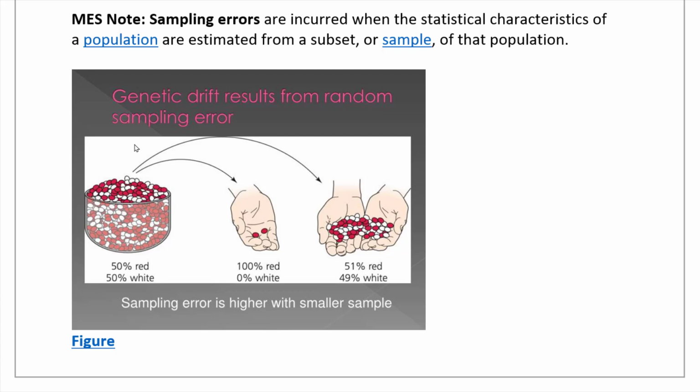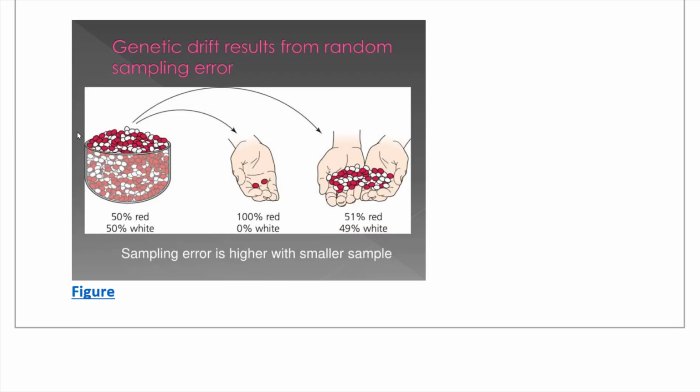So here's an illustration of that. Genetic drift results from random sampling error. If you had, for example, a population that is 50% red and 50% white, and you just take a handful, for example, let's say animals are migrating to some specific location. Those that are migrating, in this case, let's just take a small sample. You're going to have, for example, 100% red, 0% white. So that is some genetic drift.